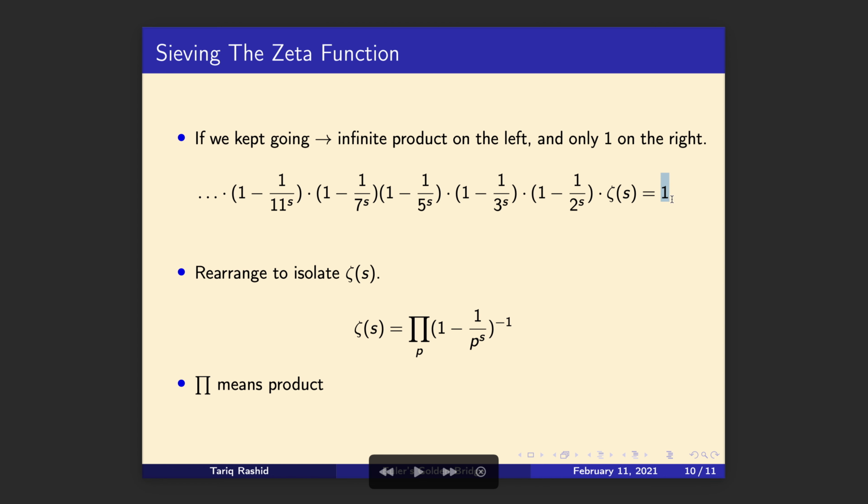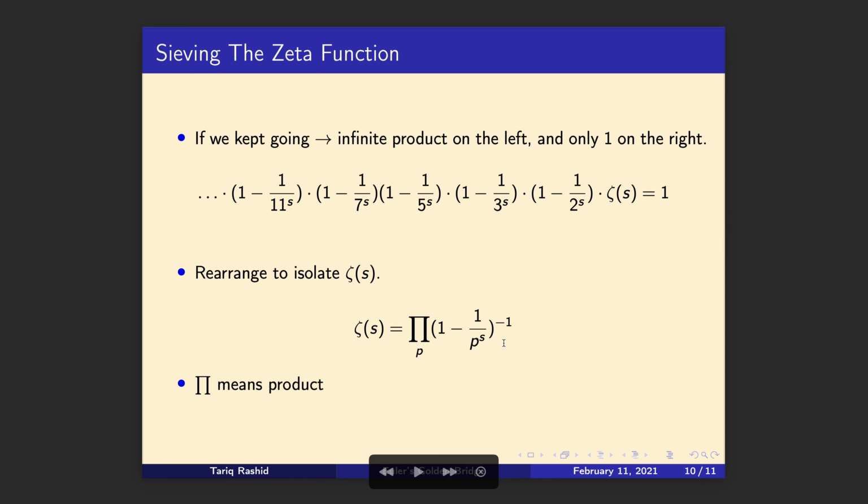So on the right the only thing that will remain is 1, and on the left we'll have the zeta function times this infinite product, and that's easy to rearrange. We can just isolate that zeta function on its own, and we end up with the product. So this symbol is like the sigma for sum, and this kind of big pi is a product symbol, and here we mean the product over all the primes of 1 minus 1 over p to the s, that's inverse.